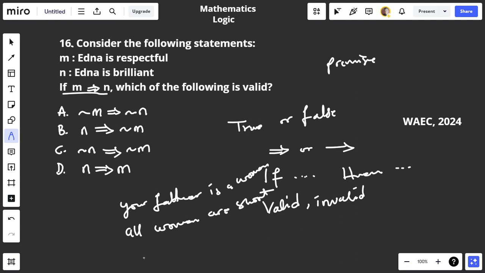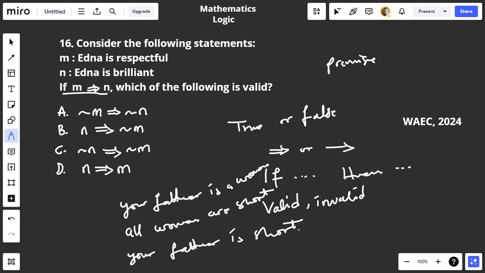Then if I now ask you, with this third statement I'm going to make, check whether it will be valid. Then I say, your father is short. Now, this third statement, is it a valid statement?